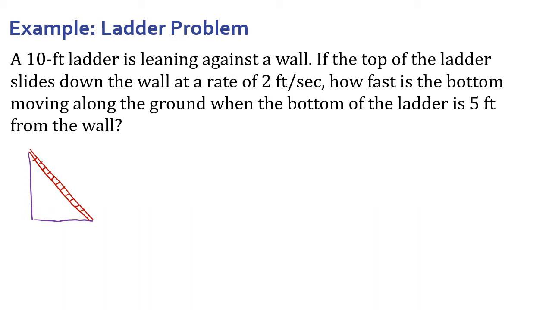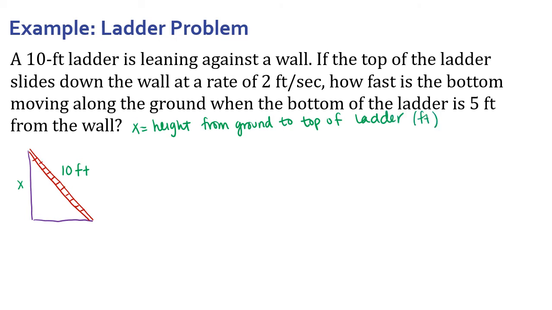Okay, so let's look at what we know and let's assign some variables to some things. So we know this ladder is 10 feet long. Let's let x equal the height from the ground to the top of the ladder, and that's in terms of feet. And then let's let y equal the length.